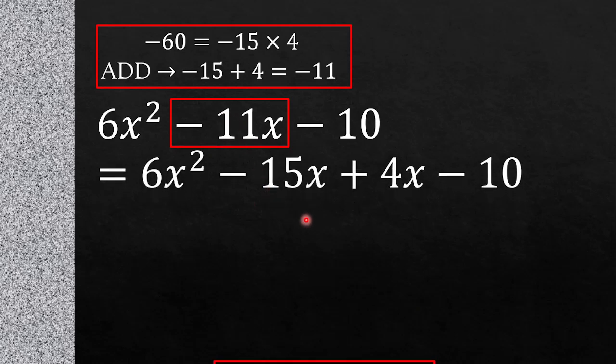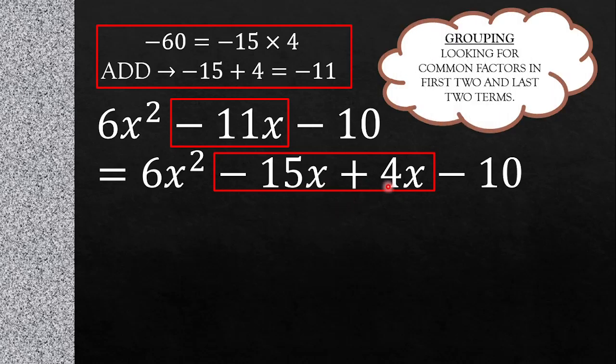So what we're going to do is write the sum. We're going to use these two numbers, minus 15 and 4, and rewrite a sum for minus 11. That sum is going to be minus 15x plus 4x. That's the same numbers that we got through our addition, and we're just going to replace that minus 11 with minus 15 plus 4, which adds up to minus 11. Then we're going to do something called grouping. You look for common factors in the first two and the last two terms. So this is it over here.